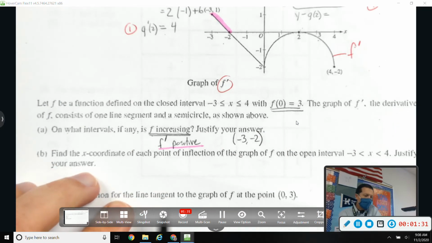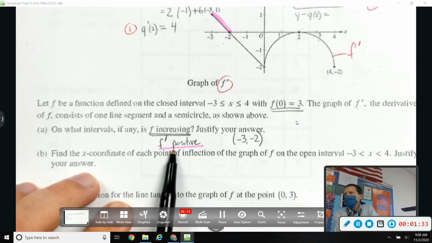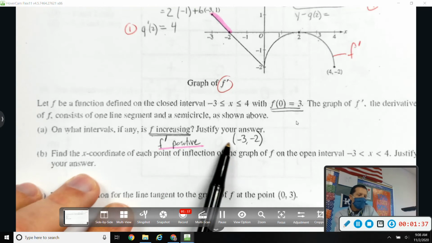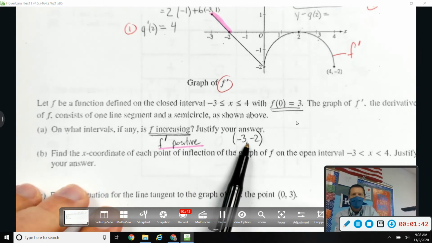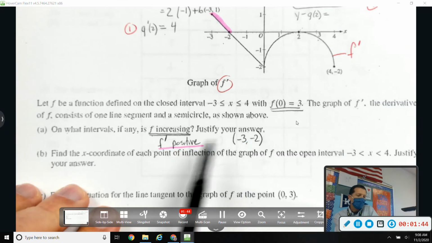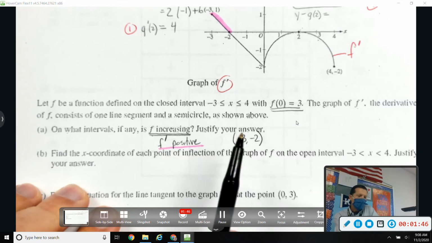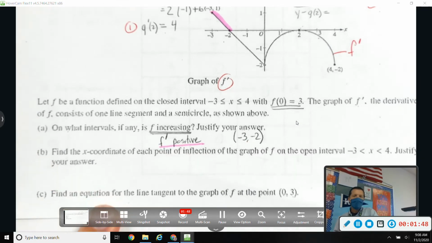Justify your answer? Well, that little statement is my justification. Again, it's not English class. I don't need a paragraph explaining it. I need the calculus reason that this is where it's increasing. And the calculus reason is f prime is positive between -3 and -2.